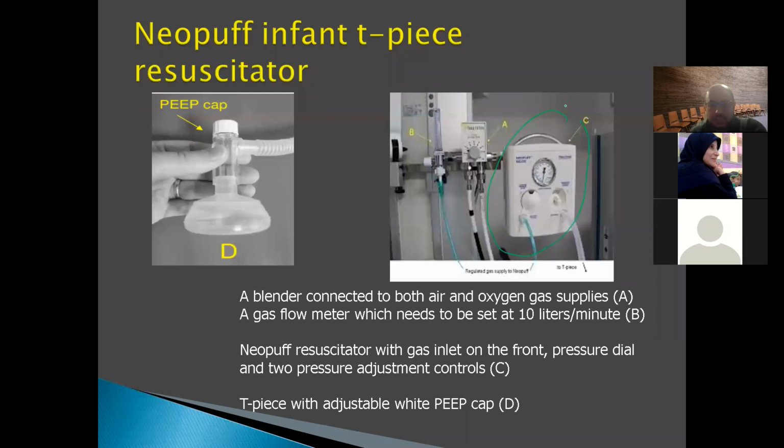Let's go into details since you guys don't know. Good opportunity to explore. So we said this is the cold blender. Letter A is the blender. It has room air 21% here, 100% here, and you have a way to control it. Okay.